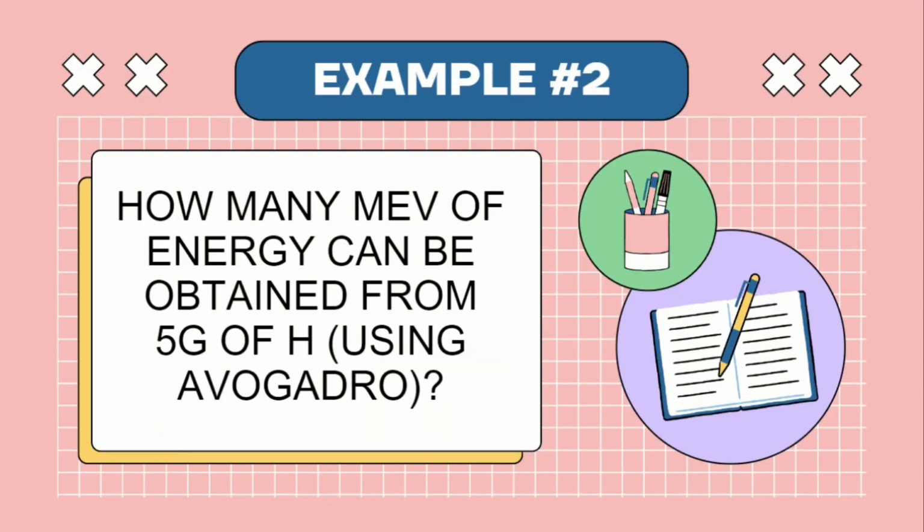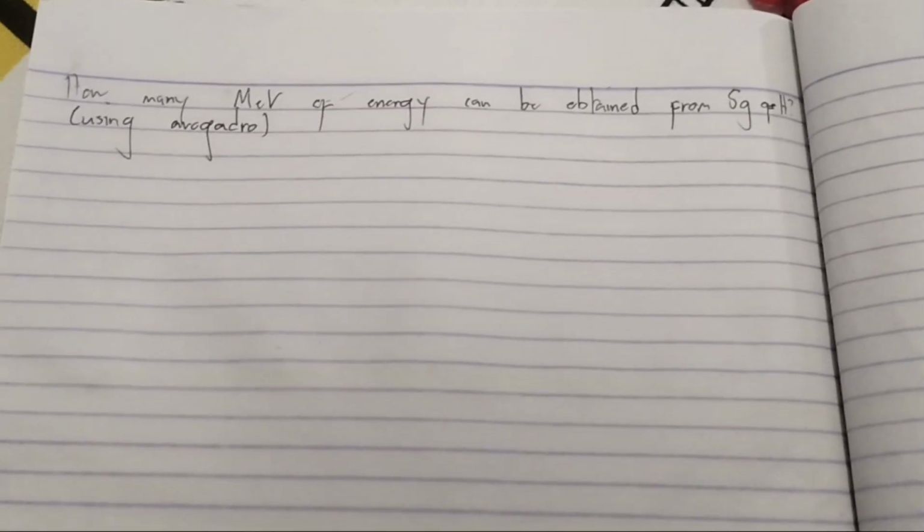Example number 2. How many MeV of energy can be obtained from 5 grams of hydrogen using Avogadro? So, hello guys, good day. I will teach you how to solve this given problem in nuclear binding energy. Using Avogadro, the first thing we need to do is convert the 5 grams into kilograms. So, 5 grams is equal to 0.05 kg.